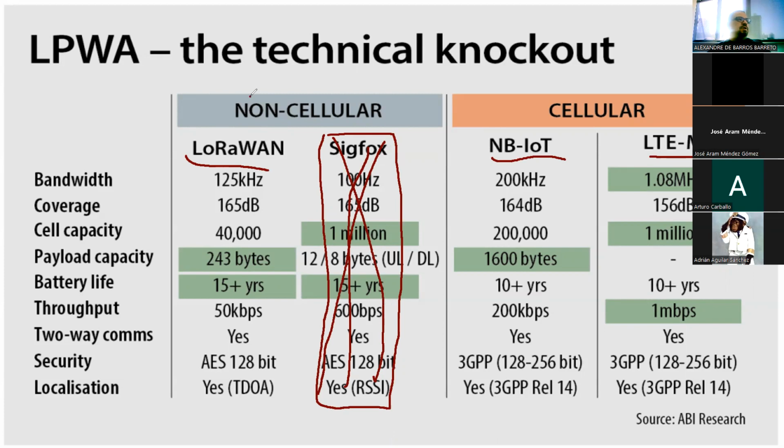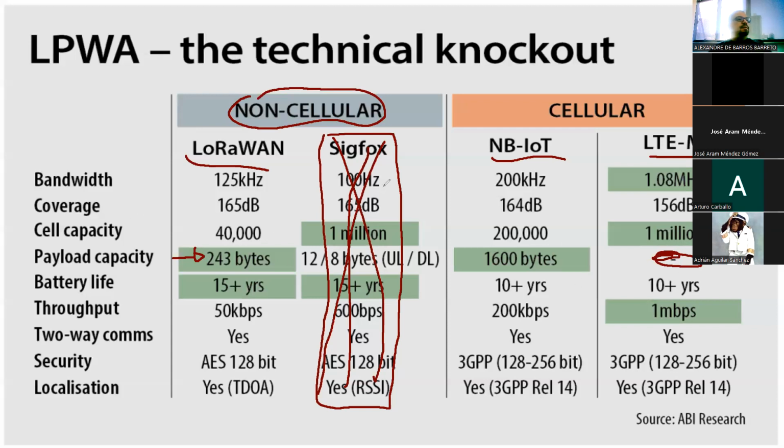LoRa, remember, is not cellular. It uses a mesh topology most of the time. Okay, and I'm sorry, it is a star with mesh. The payload capacity is 243 bytes. What it means? It means that you can only transport small data. Okay, only small data. If you see, NB-IoT is 1,600 bytes. It's much more data. LTE doesn't have limitation. You can transport any size of data that you want.